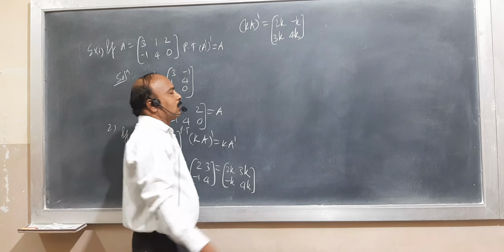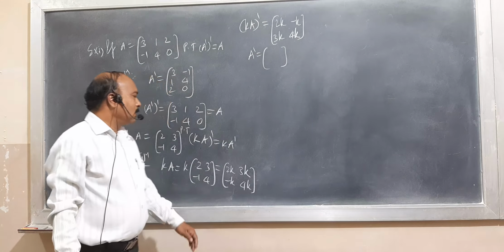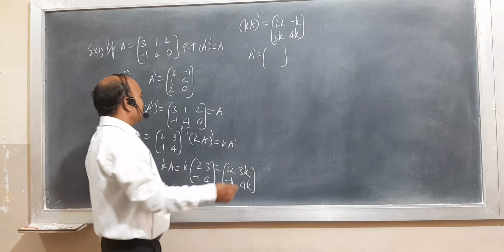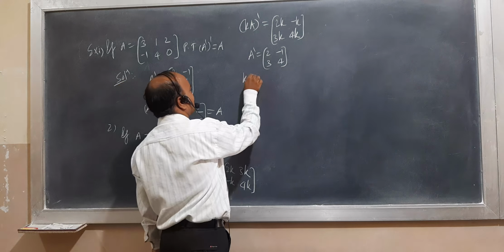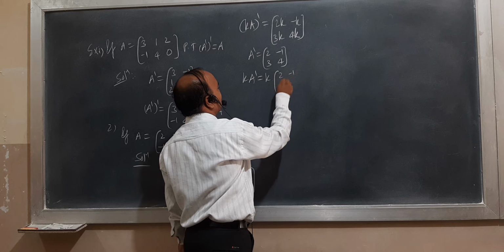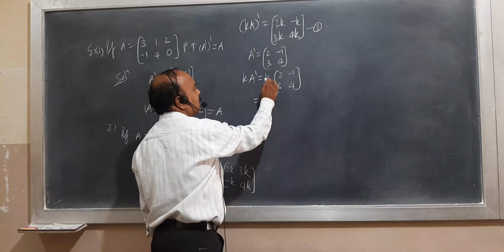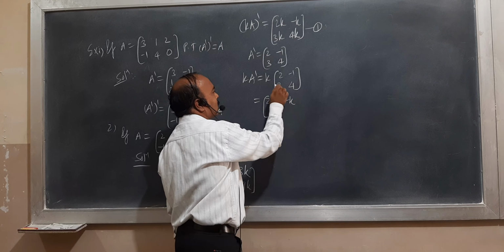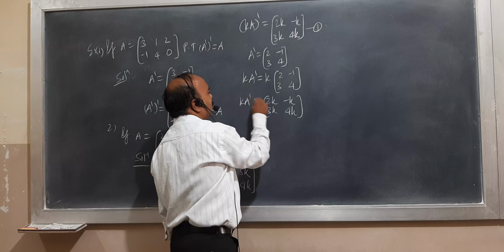Next, the right hand side is K times A dash. First calculate A dash, the transpose of matrix A. The matrix 2, 3, minus 1, 4 changes to 2, minus 1, 3, 4. Next, K into A dash is given by K times the matrix 2, minus 1, 3, 4. Now you take it as scalar multiplication again: 2 into K is 2K, minus K, 3 into K is 3K, 4 into K is 4K. Now it is the value of K into A dash.